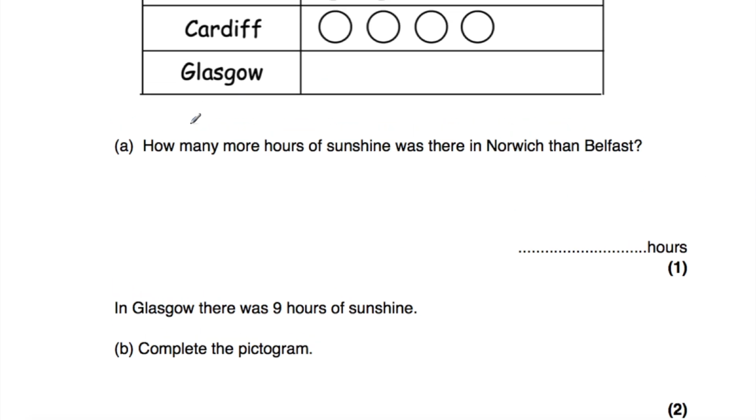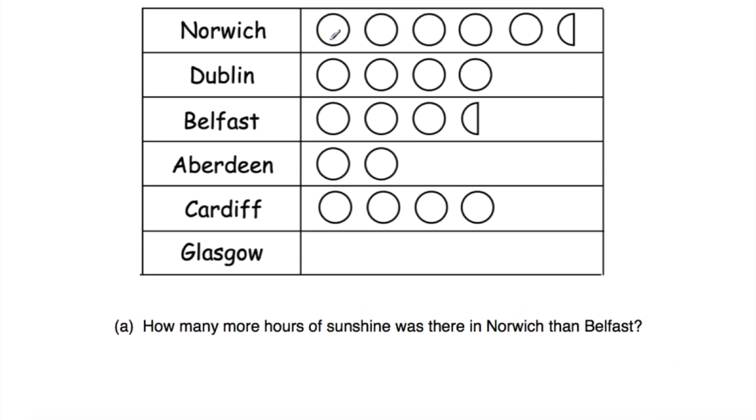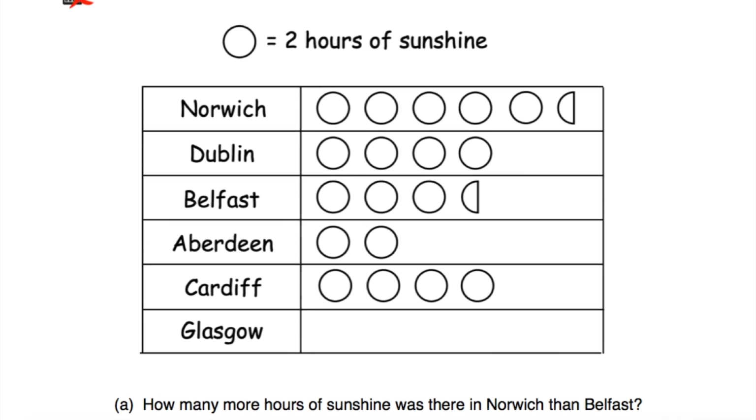Okay, so part A. Part A says how many more hours of sunshine were there in Norwich than Belfast? So let's find out how many hours of sunshine there were in Norwich and Belfast. In terms of Norwich, each circle represents 2 hours. So that's going to be 2, 4, 6, 8, 10, and then another one, that'd be 11 hours. In terms of Belfast, that's 2, 4, 6, and another one, that's 7 hours. So we've got 11 hours of sunshine in Norwich and 7 hours of sunshine in Belfast.